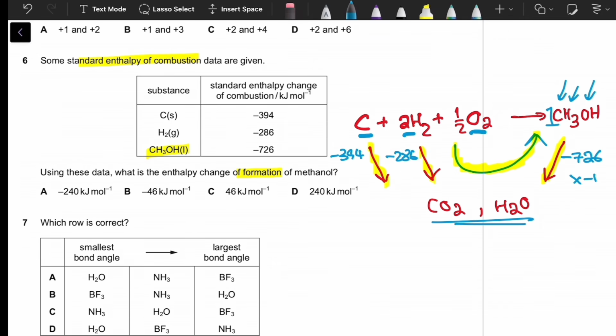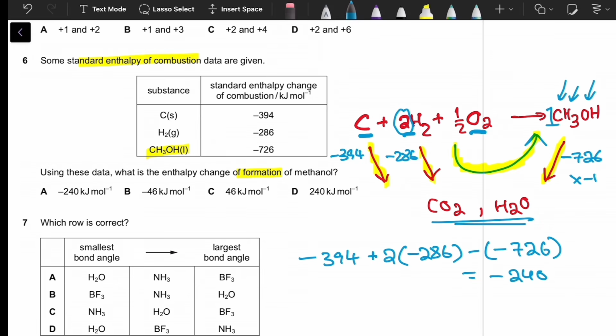So what we need to remember is that there's 2 of the hydrogen as well. So really, the enthalpy change of formation is equal to -394 plus 2 times -286 minus -726. And then we end up with -240 kilojoules per mole. Therefore, the answer must be A.